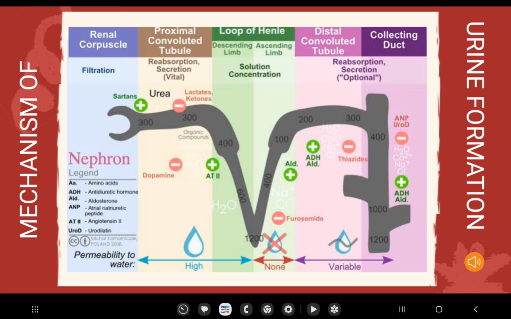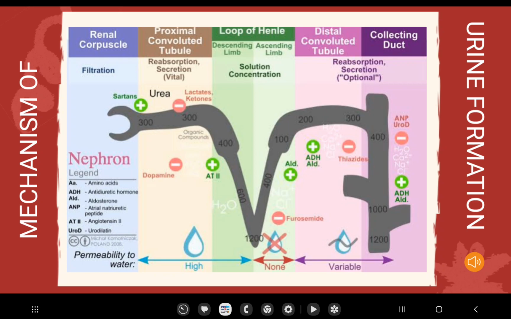Reabsorption. As the filtrate flows through the renal tubules, essential substances like glucose, ions, and water are reabsorbed back into the bloodstream. This occurs primarily in the proximal convoluted tubule but also continues through the nephron, especially in the loop of Henle and distal convoluted tubules. Reabsorption ensures that vital substances are retained in the body.